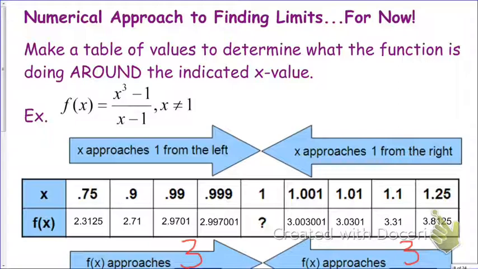But can x ever equal 1? We're told right here that x cannot equal 1 because then our denominator would be equal to 0. Does that have an impact on our limits?